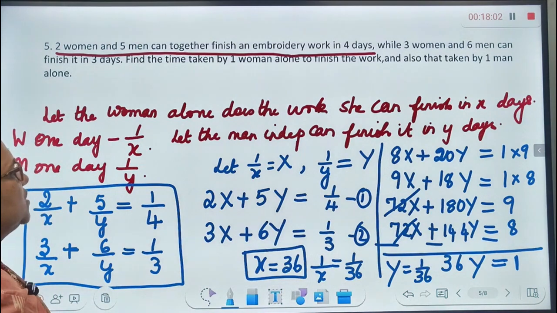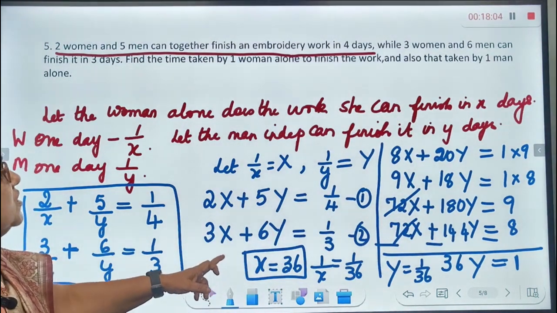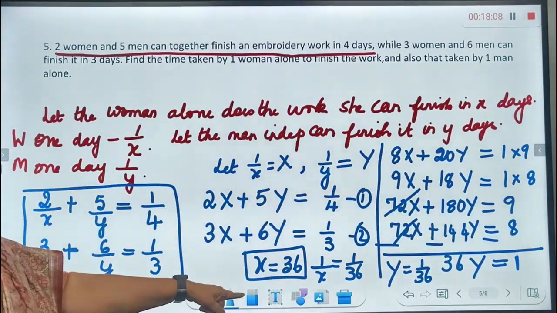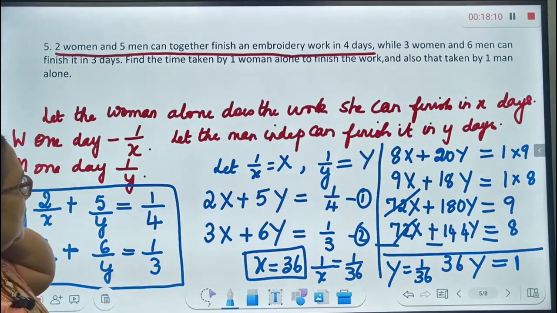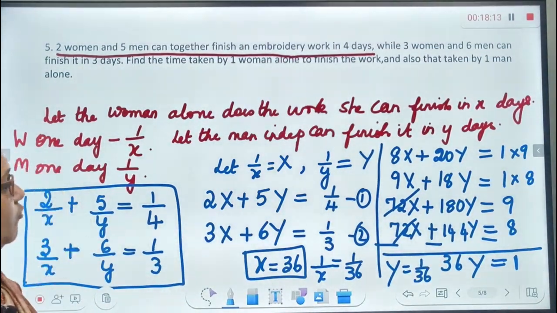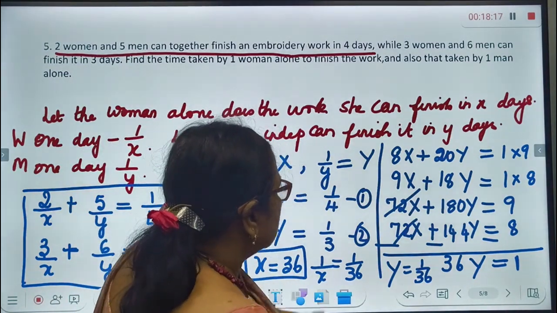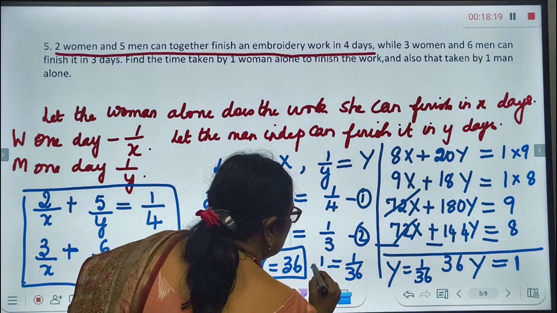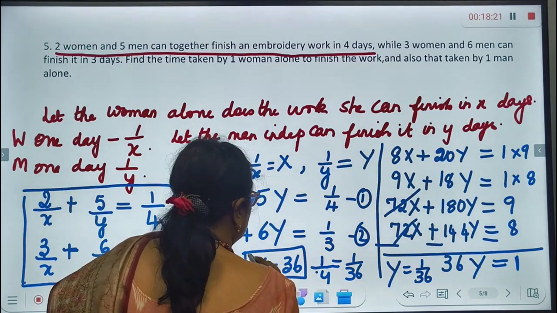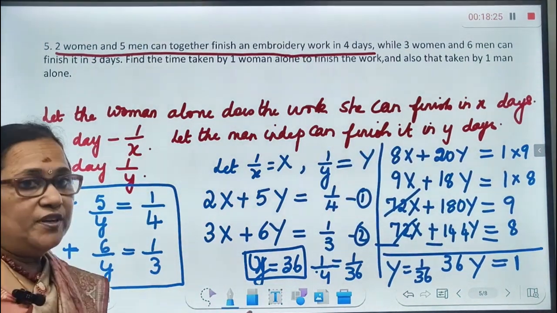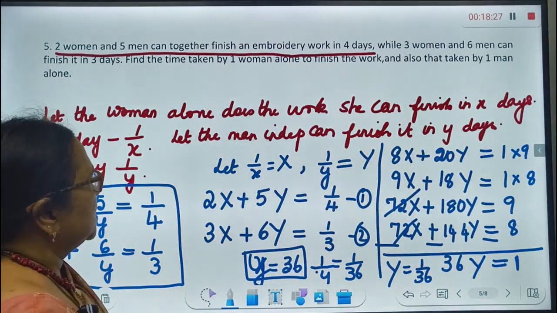So if the man alone does the work, in how many days can he finish? In 36 days. Sorry, this is y, I'm sorry. So 1 by y equals 1 by 36, or y equals 36, which means the man alone, if he does the work, can finish it in 36 days.